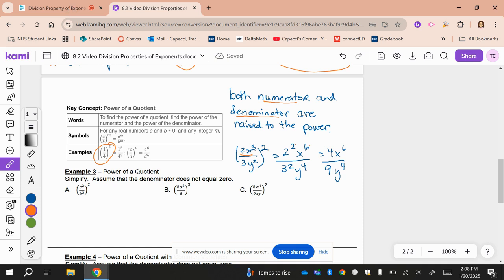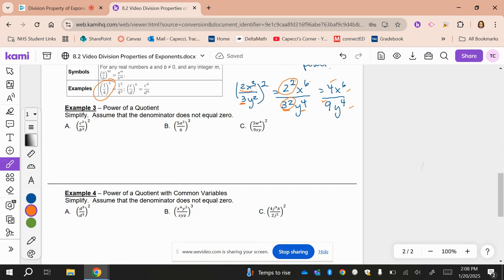X to the 3 times 2 gives me 6. I can't forget about the denominator. So 3 to the second, and then 2 times 2 gives me 4, so I have y to the fourth. So at this point, I'm going to clean up my 2 squared, which is 4, and 3 squared is 9. Those numbers can't simplify. I have only x on the top and only y on the bottom, so that's my final answer there. All right, let's try a few.